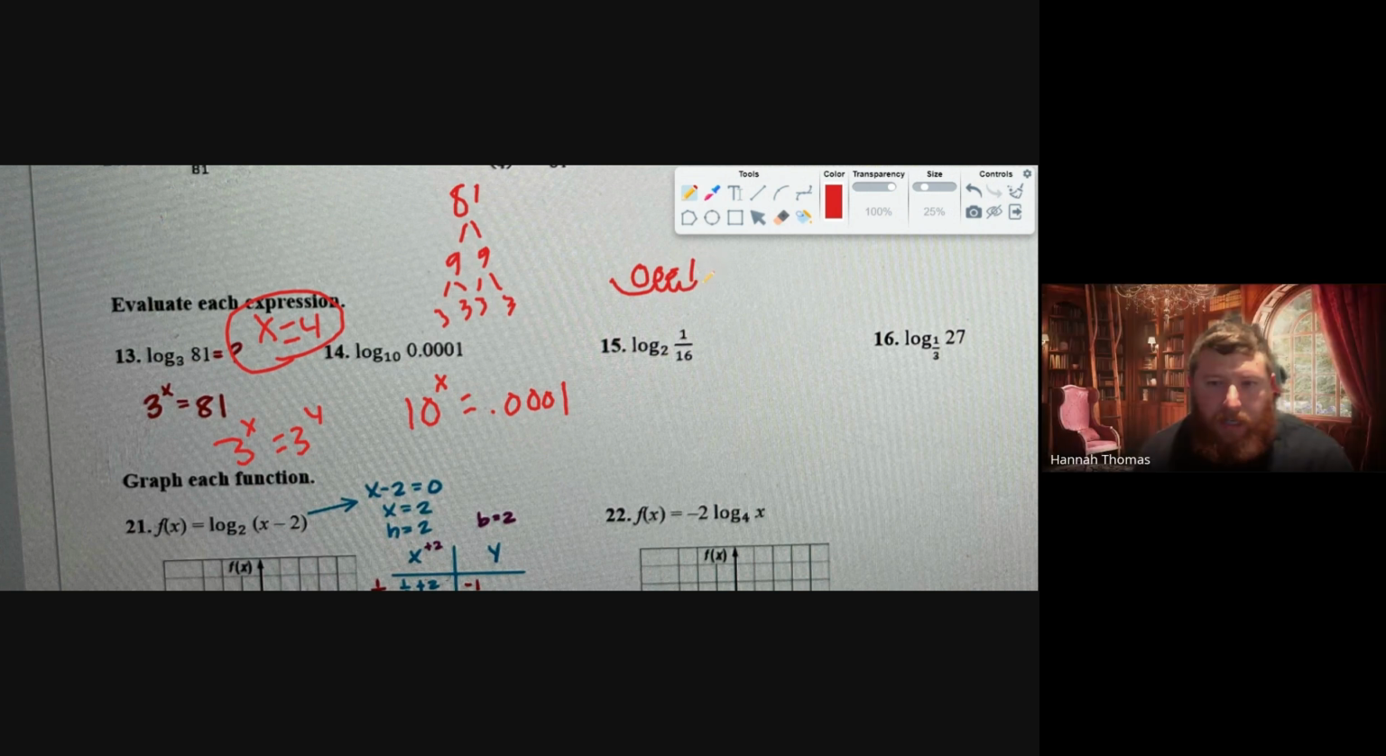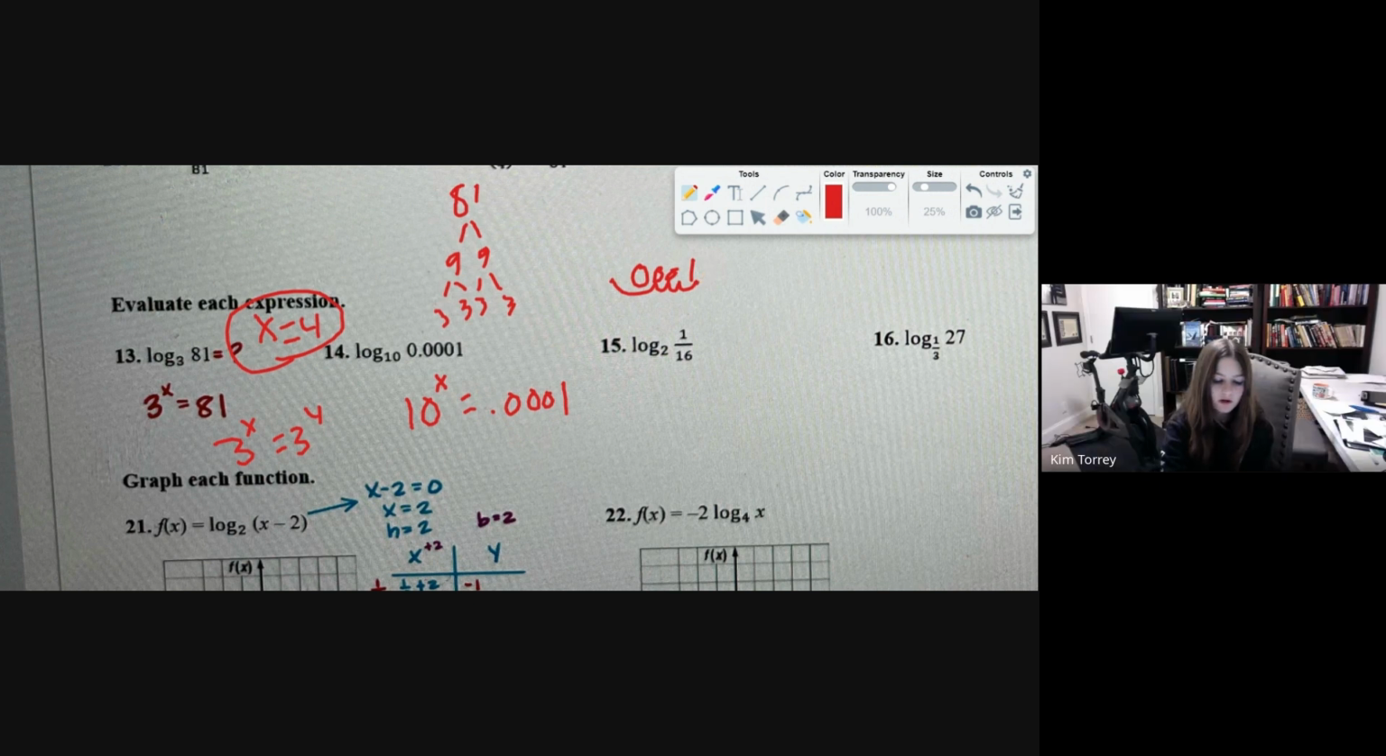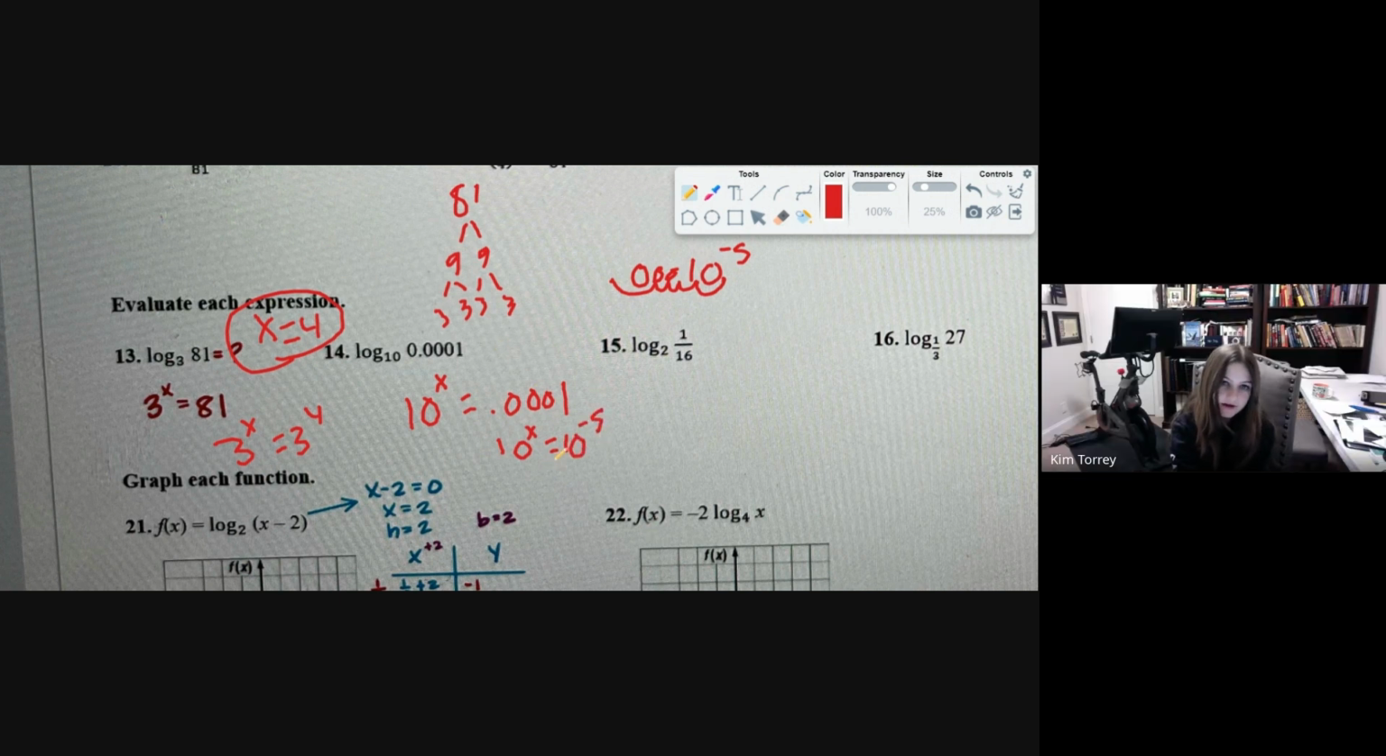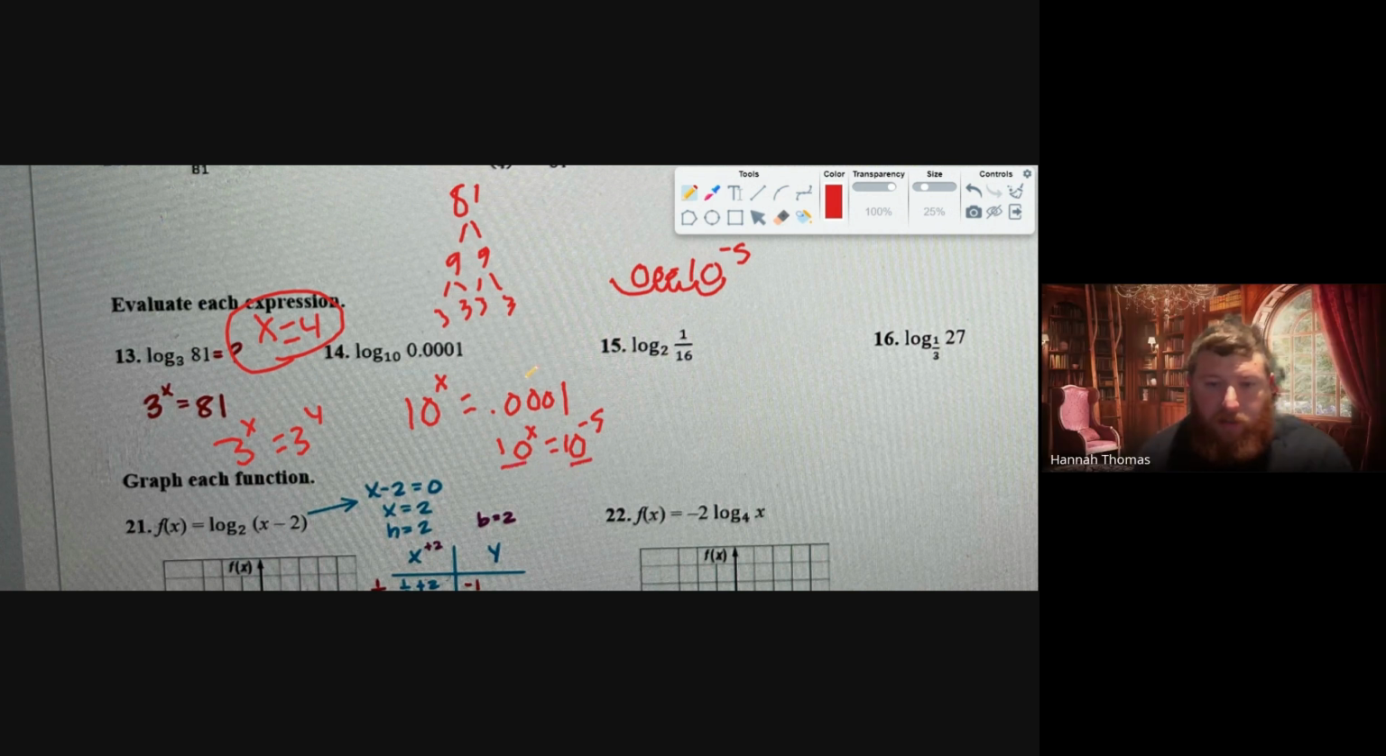However, we still only got 1. So I need to make it 10, right? Yeah, I need to make it 10. So I moved it 5 places to the right, which means it's raised to the -5th power. So then we have 10 raised to x equals 10 raised to -5. And then they have the same base, so we can assume the exponents equal each other. x equals -5. Got it.